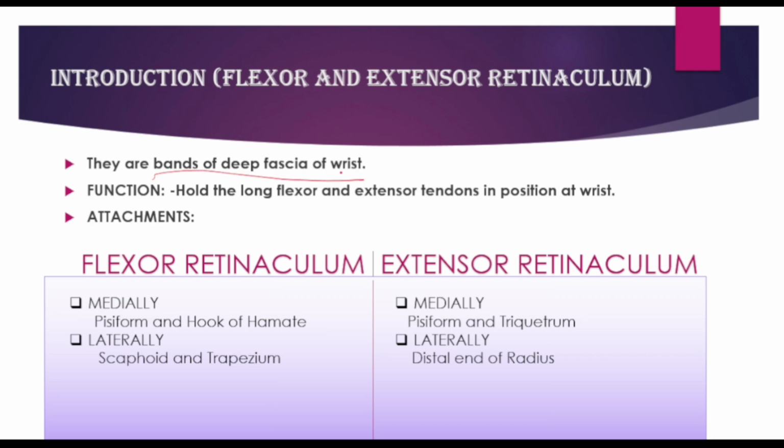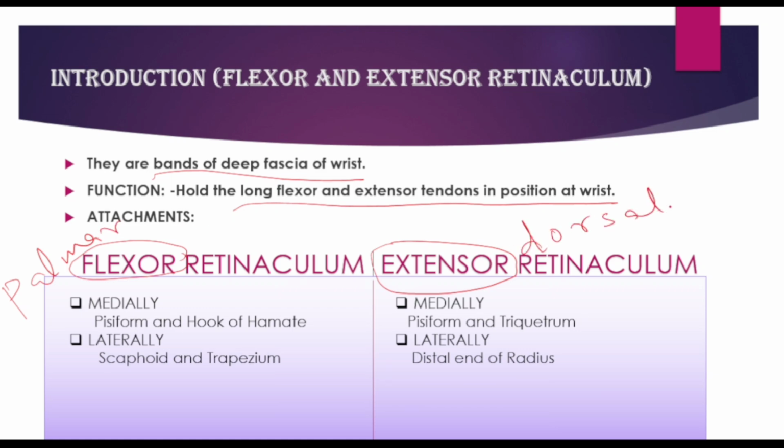Now, what are the functions of these retinaculums? They hold the long flexor and extensor tendons in position at the wrist joint. Now, the attachments of these retinaculums. There are two retinaculums. First is the flexor one and the second is the extensor one. Flexor is present on the palmar side of the wrist and the extensor is present on the dorsal side of the wrist.